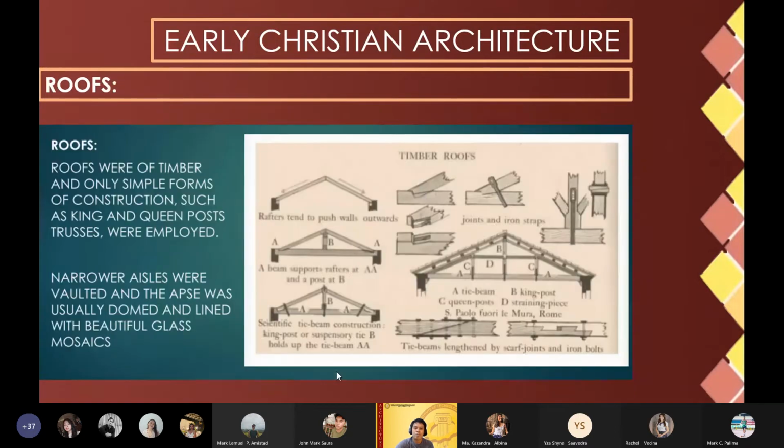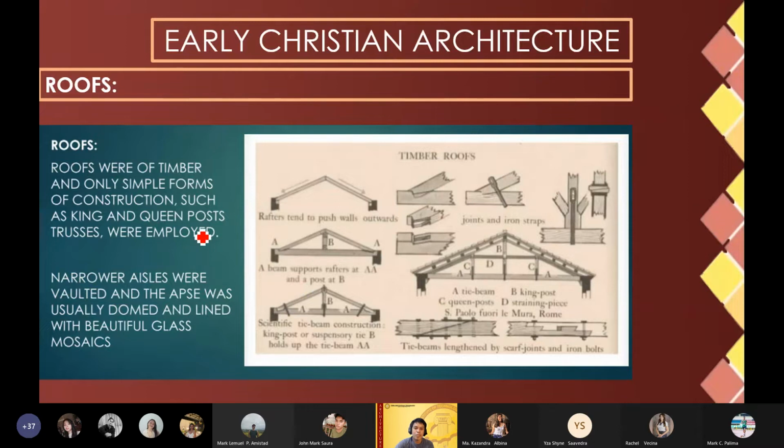Next is the roof. So, what was the roof made of? Roofs were made of timber. Wood is what they used in this period, and only simple forms of construction. That is why, if you search early Christian architecture, you will find few buildings that have lasted. It's because they constructed their buildings with timber, which is not a durable type of material, especially in a rainy or wet climate.